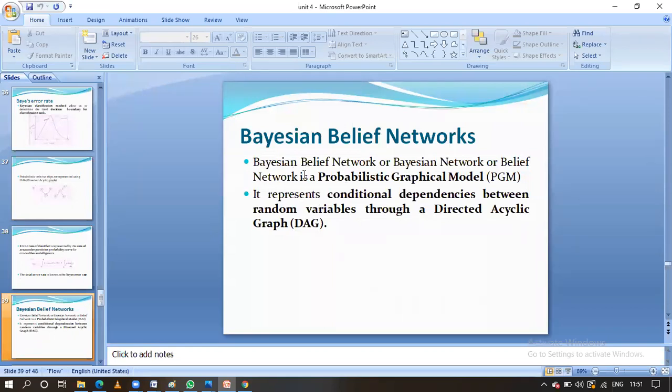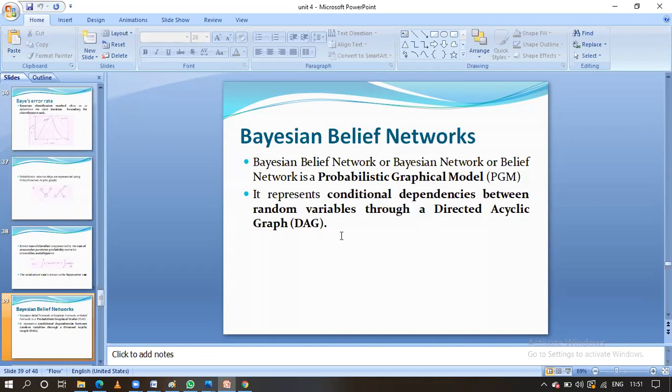Here we are going to use a probabilistic graphical model to represent the relationship between two attributes, guys. We are going to represent the probabilistic relationship between the attributes. Mainly we are going to use a directed acyclic graph. It consists of conditional dependency between the random variables. We represent this in a graphical format that we call a directed acyclic graph, guys.